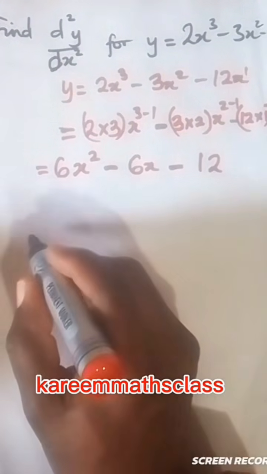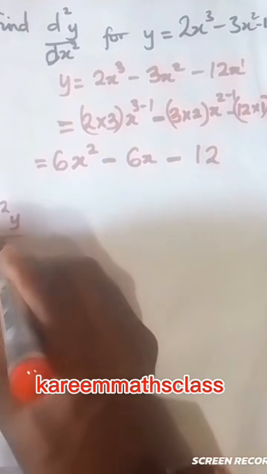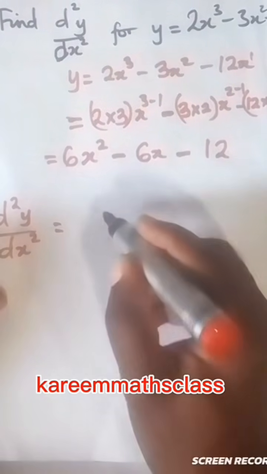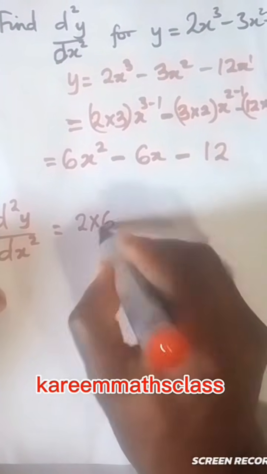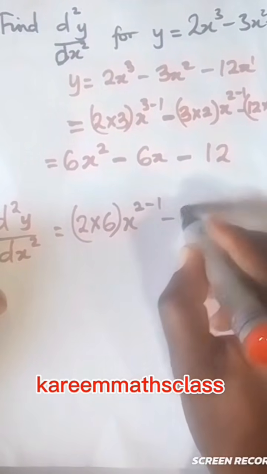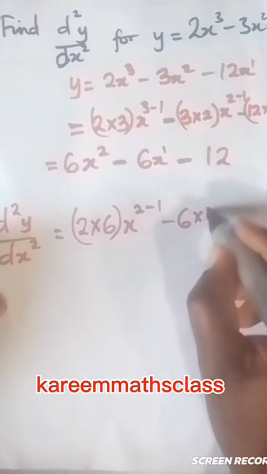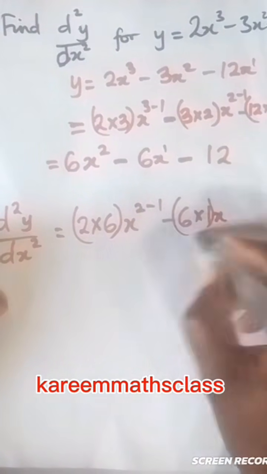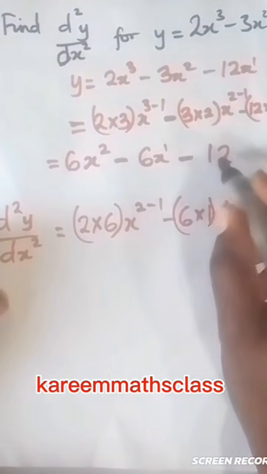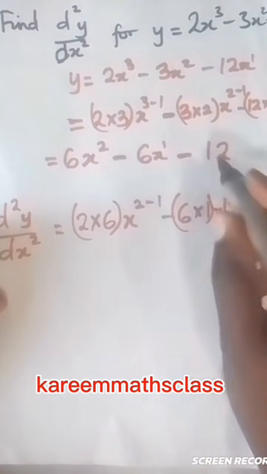Now we're going to do the second derivative. That's what we are looking for. So that's d squared y over dx squared. We're going to do the same thing we did in the first derivative. So we're going to have 2 times 6x raised to the power 2 minus 1, minus 6 times 1 times x raised to the power 1 minus 1. Minus 12 is a constant, so it becomes 0. So we're not going to put this.